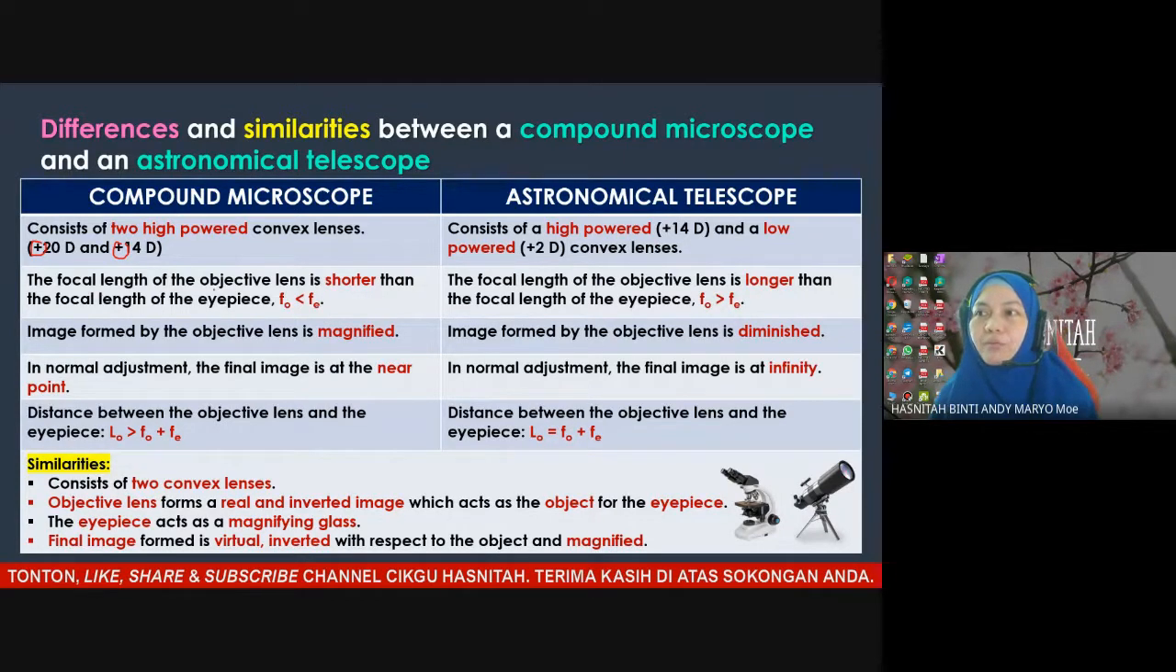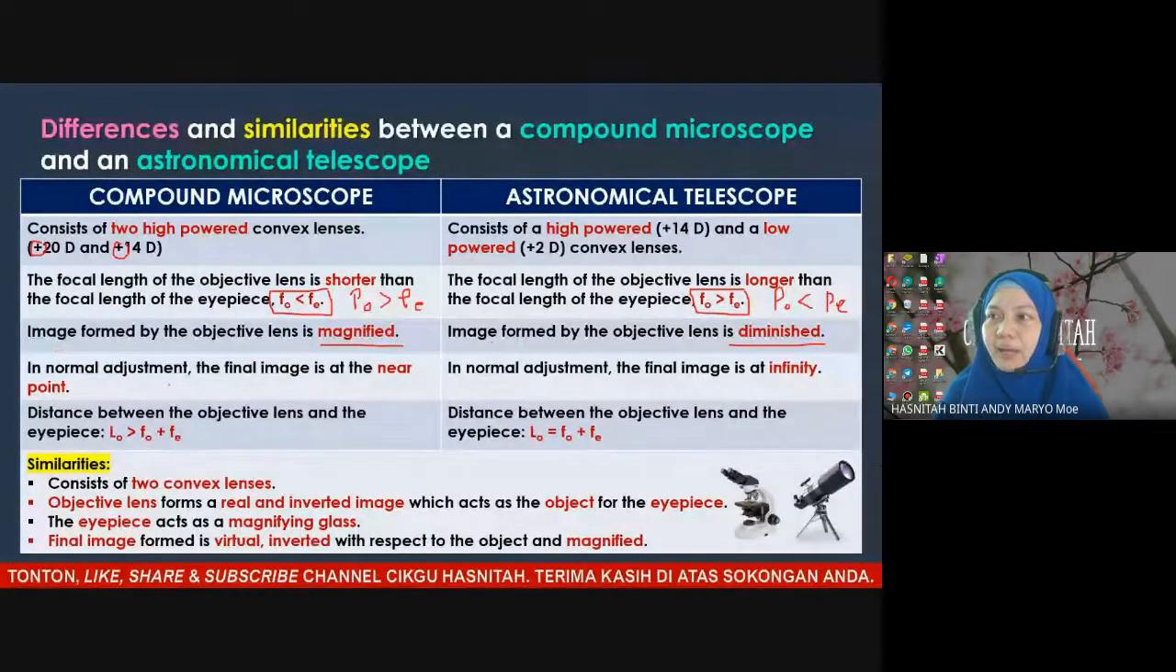In a compound microscope, the focal length of the objective lens is shorter than the eyepiece, this one. FO is less than FE, which means the power of the objective lens is greater than the power of the eyepiece. Meanwhile, for the telescope, FO is greater than FE. The focal length of the objective lens is longer compared to the focal length of the eyepiece. So it shows us the objective lens has a low power compared to the eyepiece. Remember, focal length and power are inversely proportional. The image formed by the objective lens in a microscope is magnified, while for a telescope, the image formed by the objective lens is diminished. This is another difference.